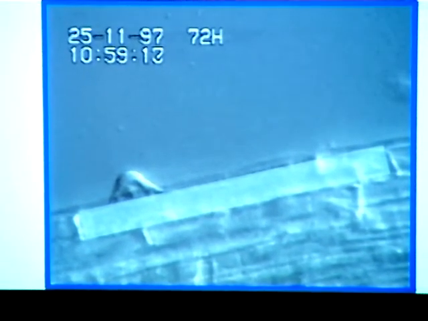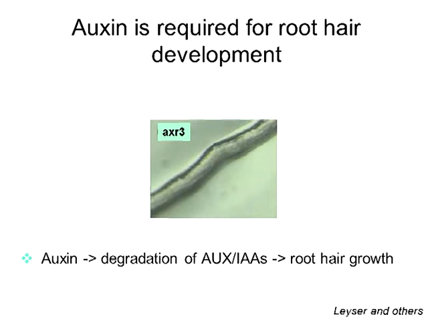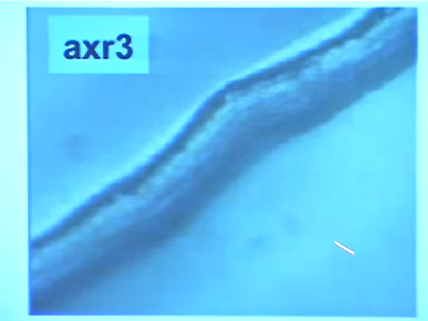This is an auxin-controlled system. Auxin seems to regulate the polarity of these cells, so I'm going to very briefly summarize the evidence that leads us to believe this. Here is the first bit of evidence, which was from Ottilie Leyser's lab, where she found that the Aux/IAA mutant AXR3 is bald. It has no hairs at all. So without an auxin signal and the degradation of Aux/IAAs, we don't see root hair growth.